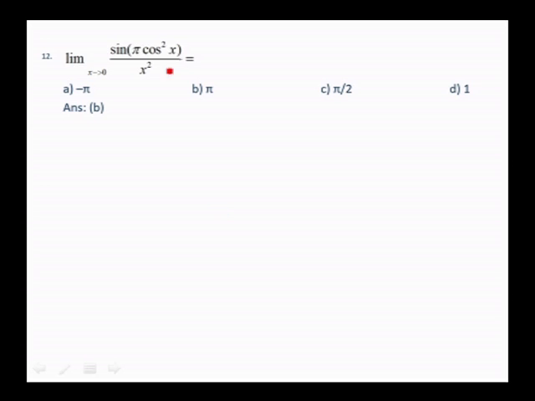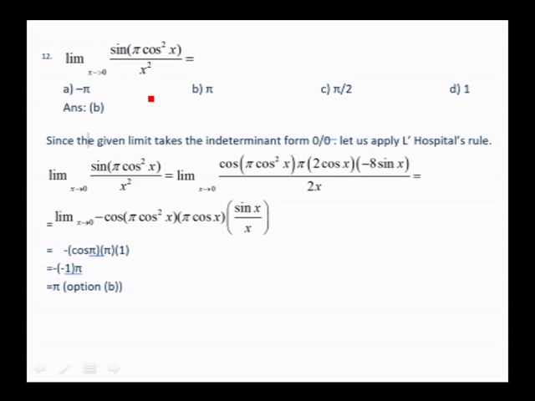Sin pi cos square x over x square. So as x tends to 0, you find that this is sin pi cos 0, cos 0 is 1, sin pi is 0, and the denominator is also 0. So it takes the indeterminate form 0 by 0. So let us try to apply L'Hopital's rule.